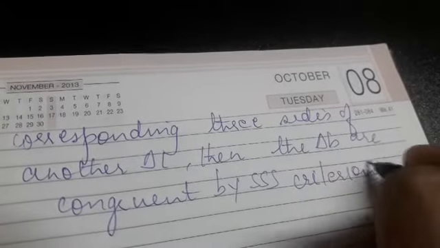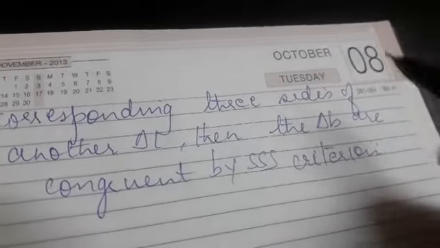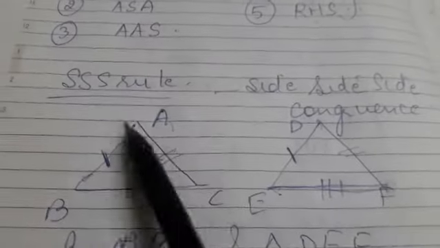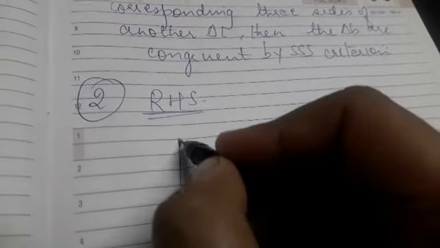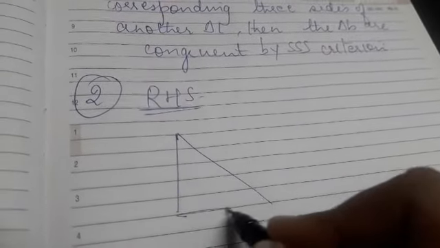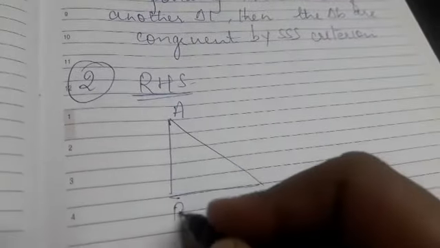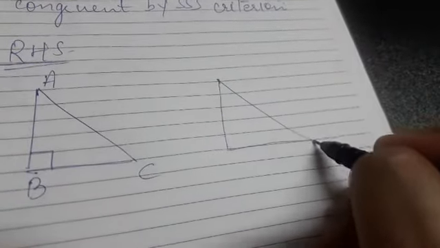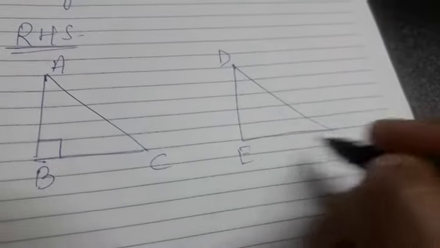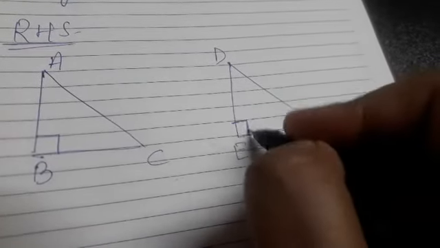Okay, so now you know that when the three sides of one triangle are equal to three sides of another triangle, then we can apply the SSS rule. Now the next one which we are going to study today is the RHS congruence. You know how we prove the RHS criterion with two triangles which are right angle triangle ABC and DEF. As you can see here, this is a right angle.